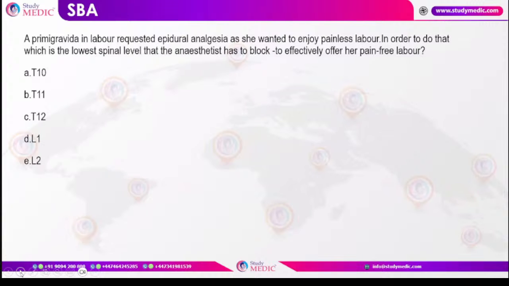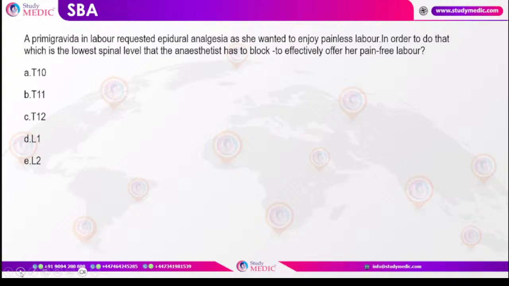So you have a preemie who is in labor. She is not able to tolerate labor pain, so she requests epidural analgesia as she wants painless labor. The anesthesiologist has come in and is asking you at what level you want him to give the epidural block so that you can offer her pain-free labor.